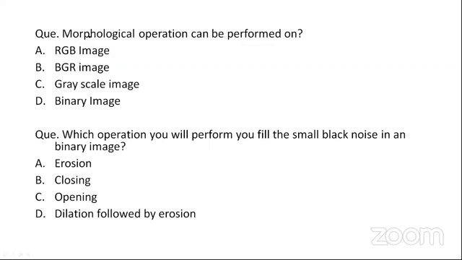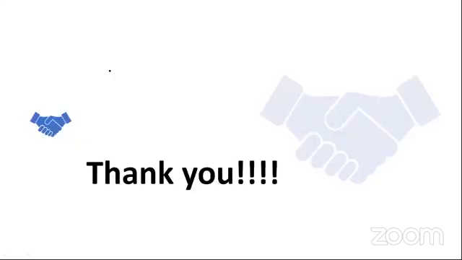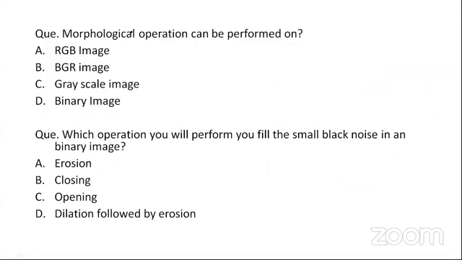Now moving forward to a question. This is the end of the slide, I guess. Morphological operation can be performed on: RGB image, BGR image, grayscale image, binary image. Comment down fast, guys. I'm seeing the chat box. Yes, we are going to cover two projects, not one.